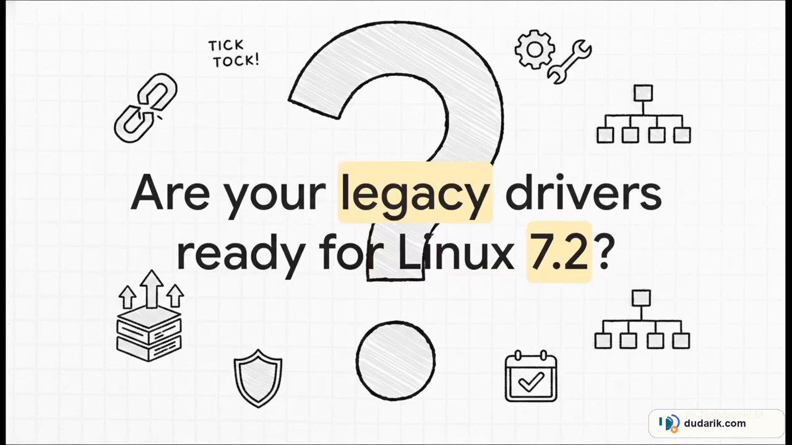Which brings us to the ultimate question to wrap things up. Are your legacy out-of-tree modules and proprietary drivers actually ready for the Linux 7.2 upgrade? Because the deprecation warnings are gone, the API has been removed, and the deadline has officially passed. Now is the time to check your dependencies, update your C code, and run that rebuild.